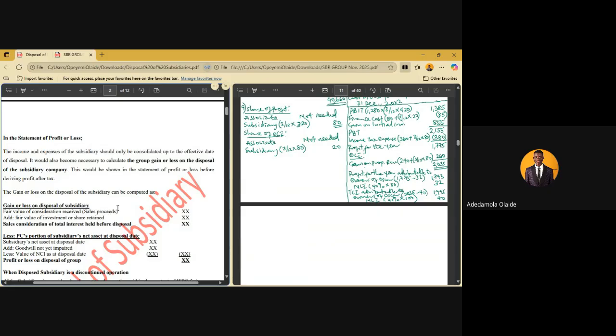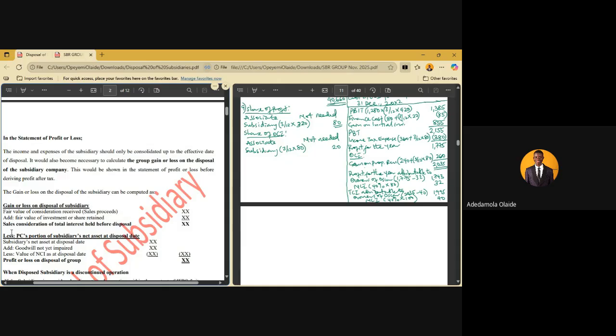Then we less the parent portion of the net asset at the date of disposal. And what will be the parent portion? It will be the subsidiary net asset at the date of disposal. We have the goodwill that is not impaired. No, goodwill is not part of the net asset. Then we less what? We less NCI value. That is what NCI has of the net asset we are calculating on that day. Then the difference gives us the profit or the loss on the disposal group.